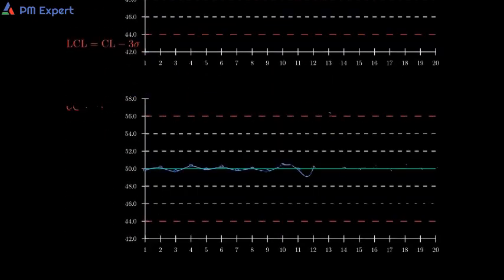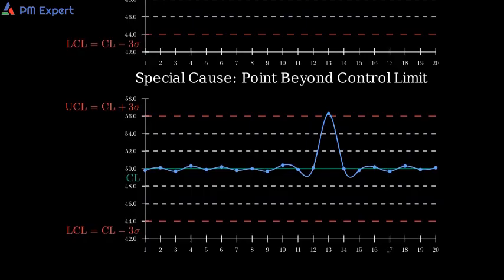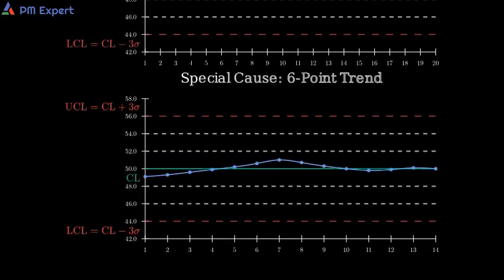Special cause number 1 to watch for is a single point beyond a control limit. If a point is above the upper control limit or below the lower control limit, that almost certainly indicates a special cause event. Another important signal is a trend.